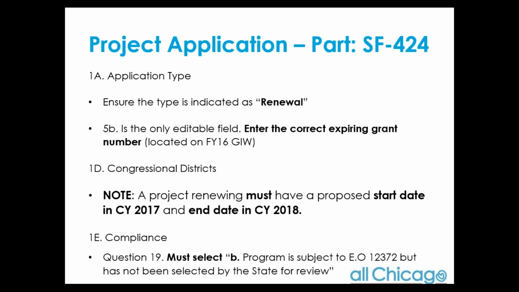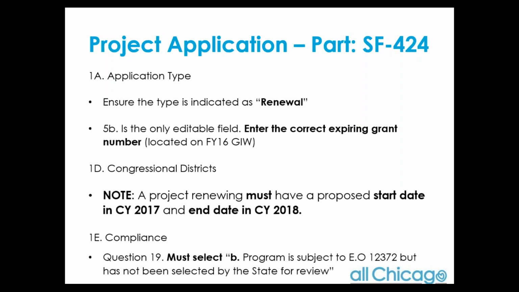5B is going to be the only editable field. So most of the information in this section is just going to pre-populate, like I said, from previous applications or from other information you've already entered. So you'll want to enter in 5B the correct expiring grant number, which is again located on that fiscal year 16 GIW. So you'll want to keep that GIW handy. You'll need to access it multiple times to make sure everything's correct.